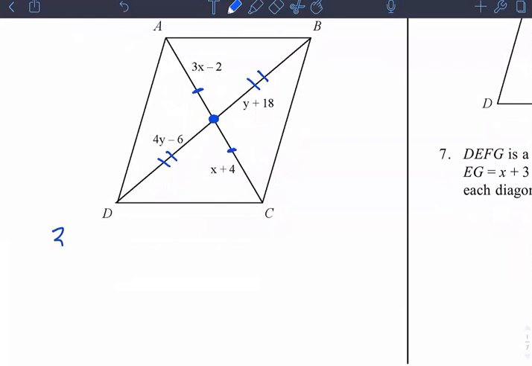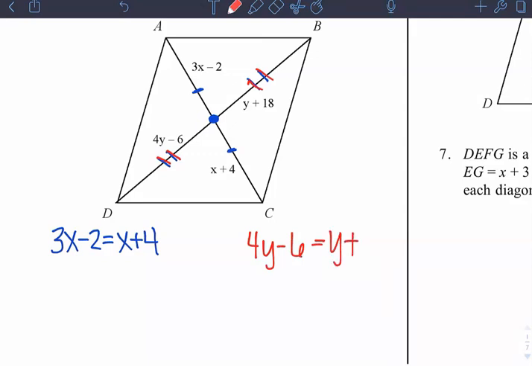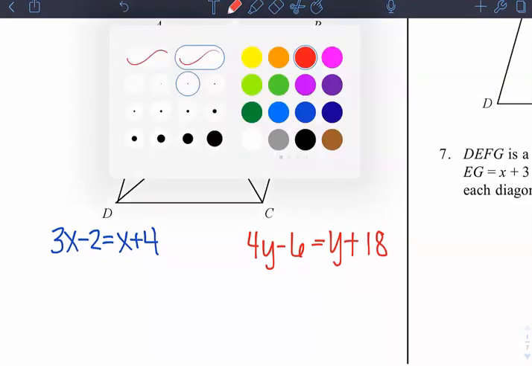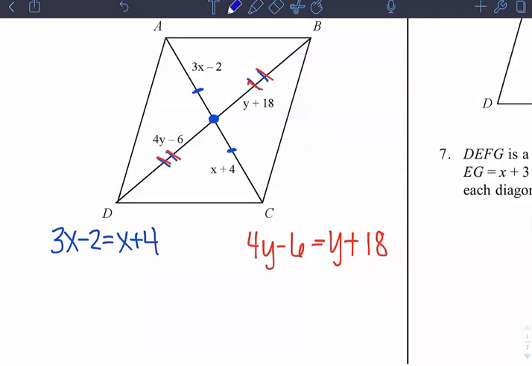So I know 3x minus 2 is equal to x plus 4. And 4y minus 6 equals y plus 18. And then solve for x and y. I'll do the first step, and then you can do the rest on your own. I want you to practice solving for x's and solving for variables in general.